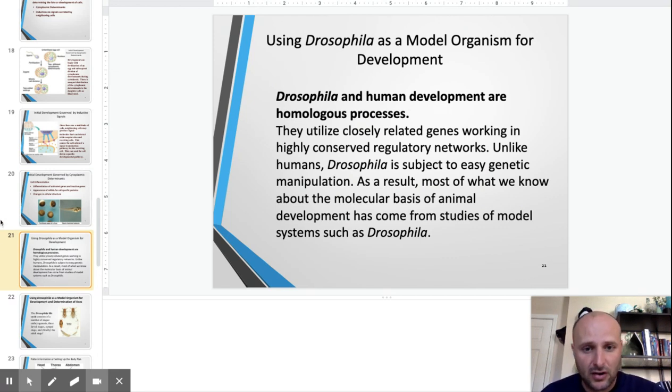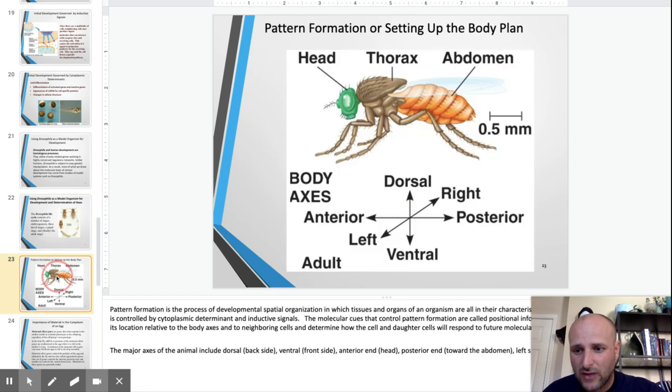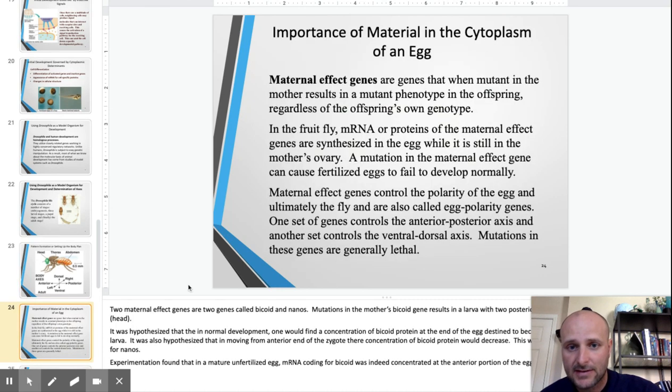Drosophila, which is a type of little fruit fly, has development a lot like ours. And it's actually easy to subject to genetic manipulation because they have relatively more simple cells. And this is the life cycle of one of those little flies. And this is talking about pattern formation. Some cells are going to be the head, the thorax, the abdomen. And it's talking about how cytoplasmic determinants or neighboring cell induction signals can be used to help determine that.